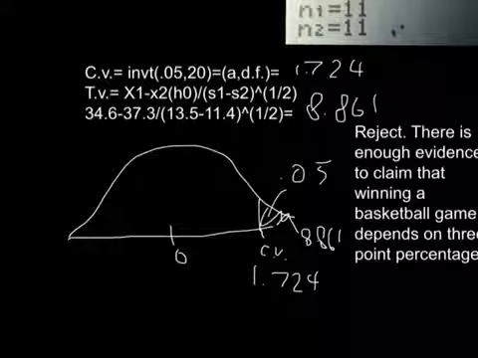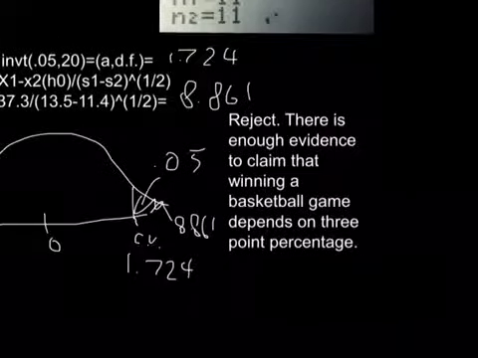Now that we have our test and critical values on a graph, we can see that the test value is clearly way over the critical value and in the critical region. So we are going to reject, and there is enough evidence to claim that winning a basketball game depends on 3-point percentage. And that is how you do a two-sample hypothesis test.